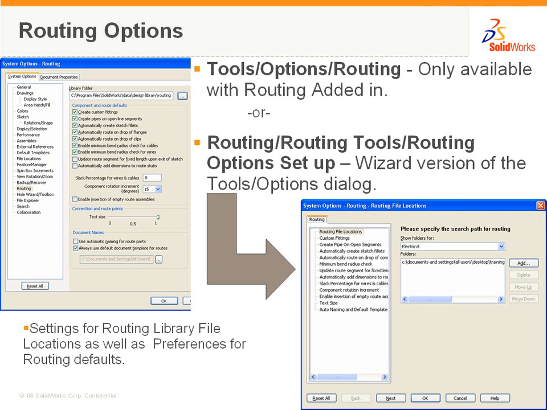There is another location to set these very same settings under the routing pull down under routing tools called the routing options setup. This is basically a wizard version of the tools options dialog box. Maybe it gives a little bit better explanation of what each setting does. Both locations contain the same information, and this is where we can set things like the library locations for the routing components, as well as preferences for how routing is going to behave, whether or not it starts a route on the drag and drop of, say, a flange or various other items. And we'll go ahead and review a few of these.